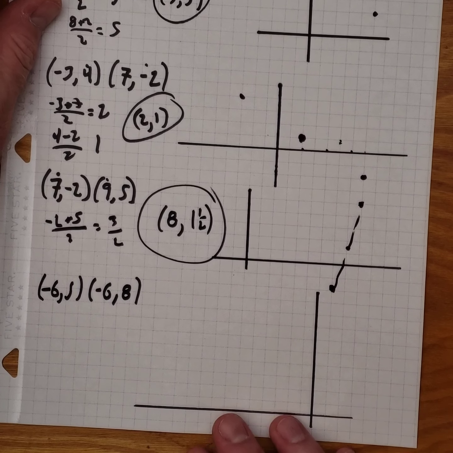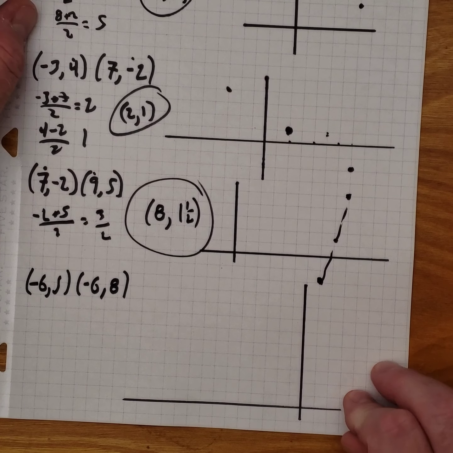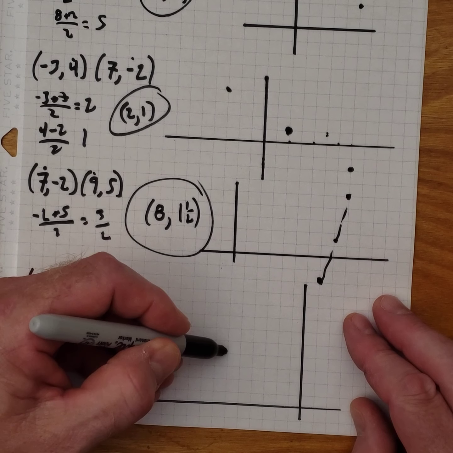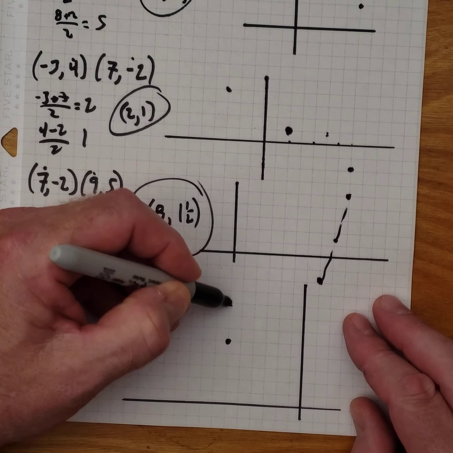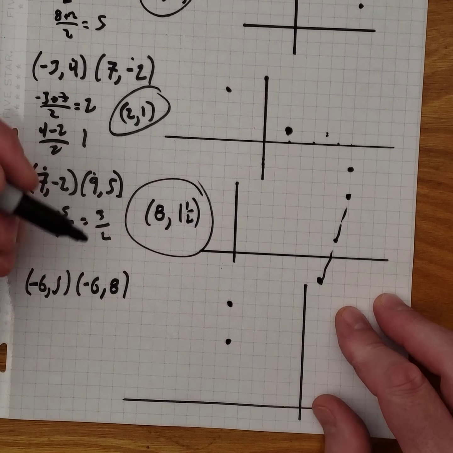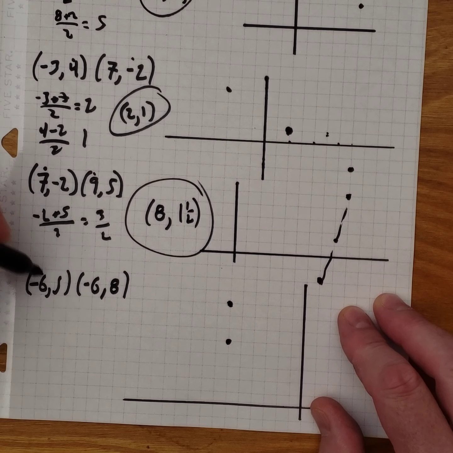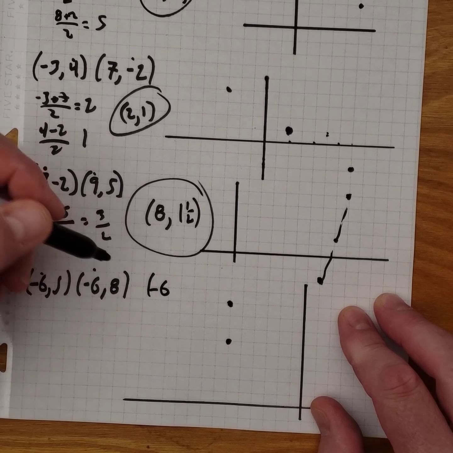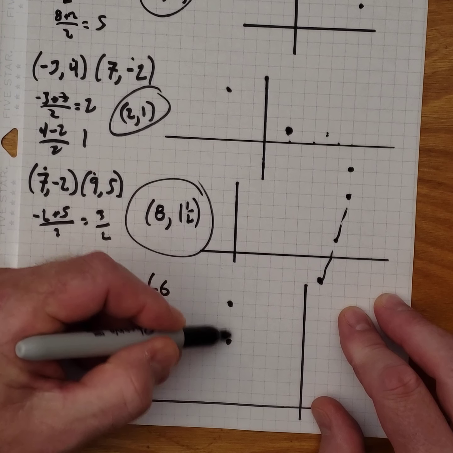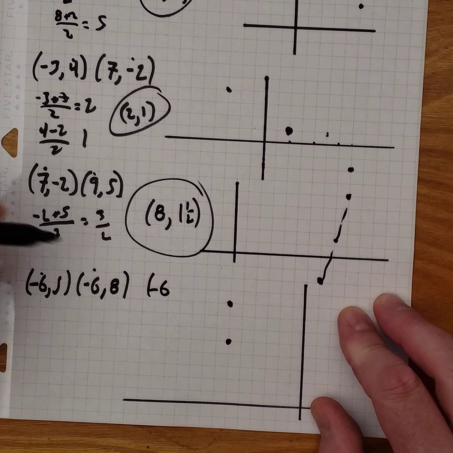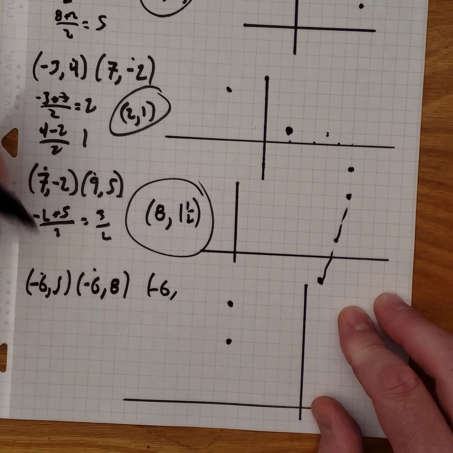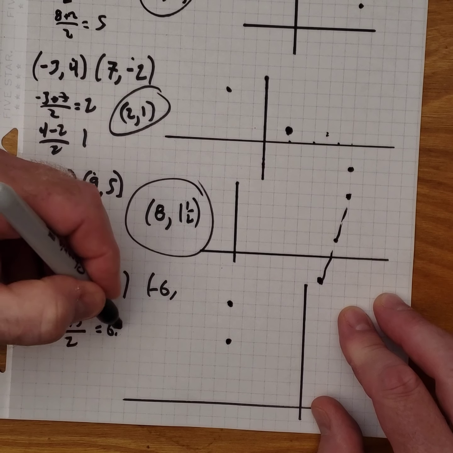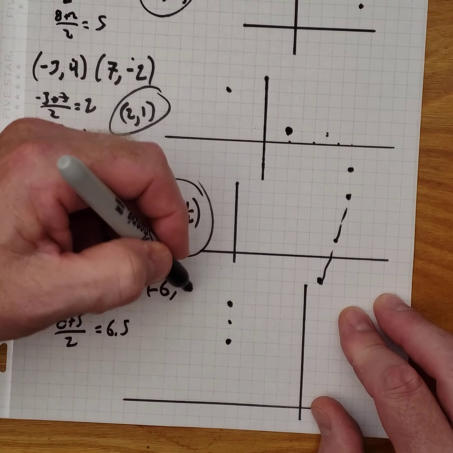I wouldn't call this one a trick question, but you might, I don't know. -6, 5 would be here, and -6, 8 would be there. Well, for our x-coordinate, what number is halfway between -6 and -6? It's going to be -6. Right? Makes sense. If the midpoint's going to be on this vertical line, its x-coordinate is going to be -6. And our y-coordinate is halfway between 8 and 5. So 8 plus 5 is 13 divided by 2 is 6.5, and that's going to be right there.